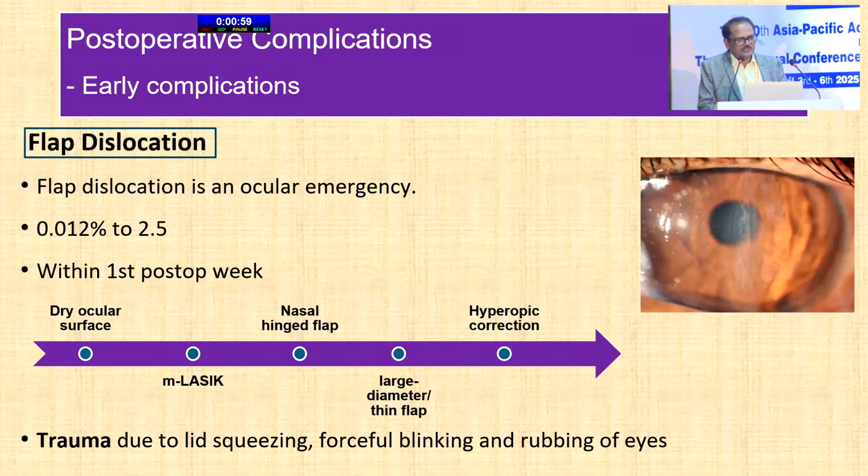The early complications: one patient was very happy after the procedure. After 1 hour, the patient was able to read almost 6/9, and then in the night he called that I am having severe pain. So I counseled the patient. When the patient came in the early morning at 6:30, I could see that the flap had actually dislocated.